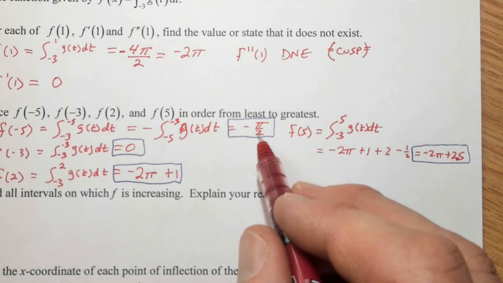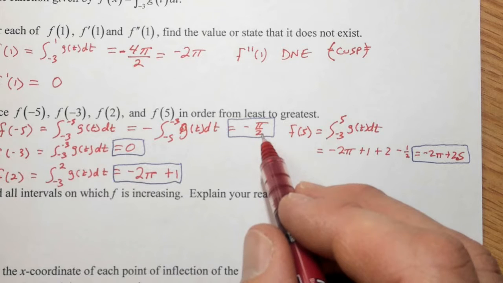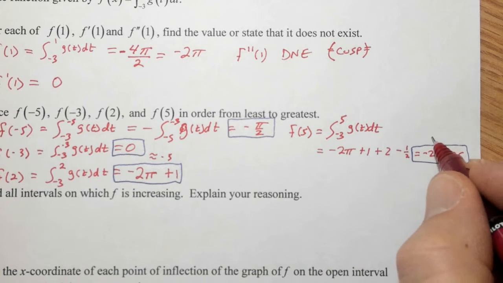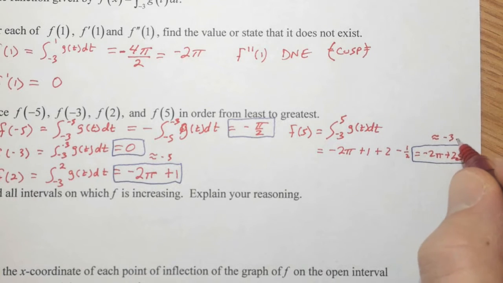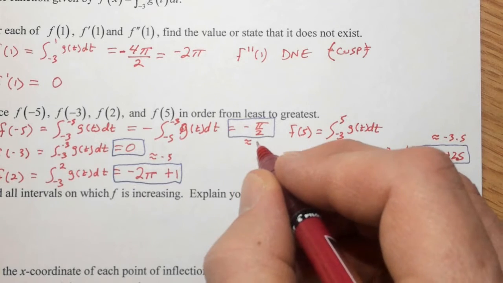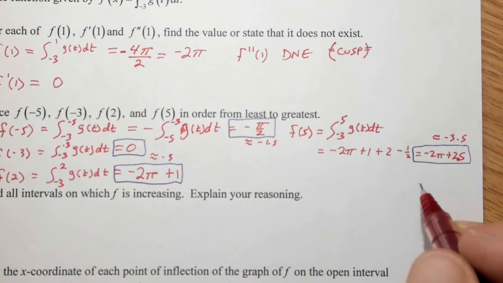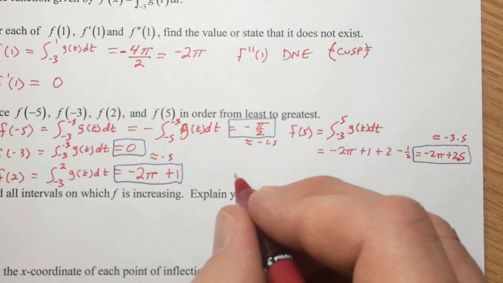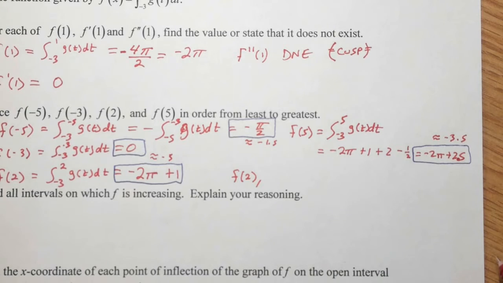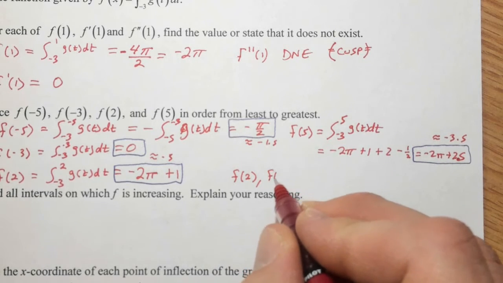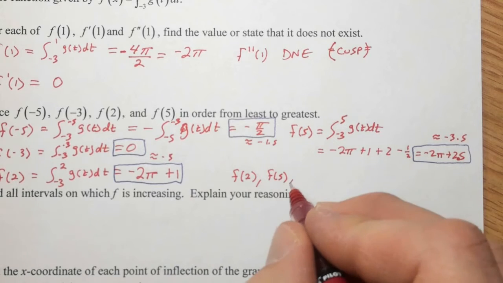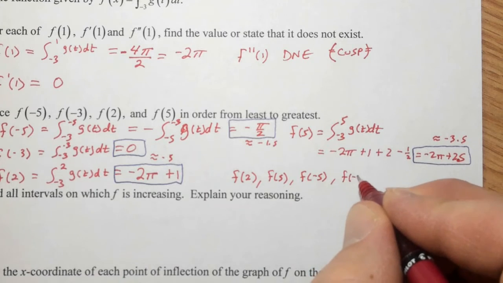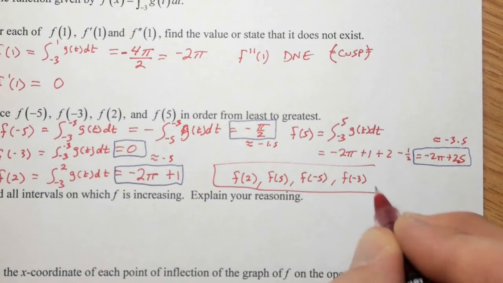This is also negative. Again, if pi is 3, this is 3 divided by 2, or 1.5, so -1.5. So we have about -5, and about -3.5, and about -1.5, and that's obviously 0. So we're going in order from least to greatest, so the least would be our -5, so it's f of 2 is first, and then f of 5 is next, and then f of -5 is after that, and our last and largest value is f of -3. That's our order from least to greatest.